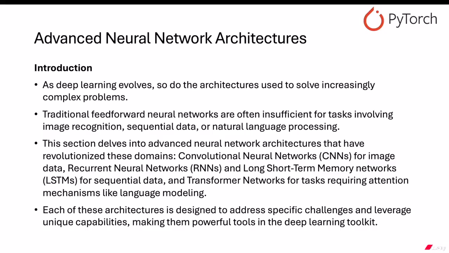First one is convolutional neural networks (CNNs) for image data, then recurrent neural networks, which is RNNs, and long short-term memory networks, which is LSTMs, for sequential data, and transformer networks for tasks requiring attention mechanisms like language modeling. Each of these architectures is designed to address specific challenges and leverage unique capabilities, making them powerful tools in the deep learning toolkit.